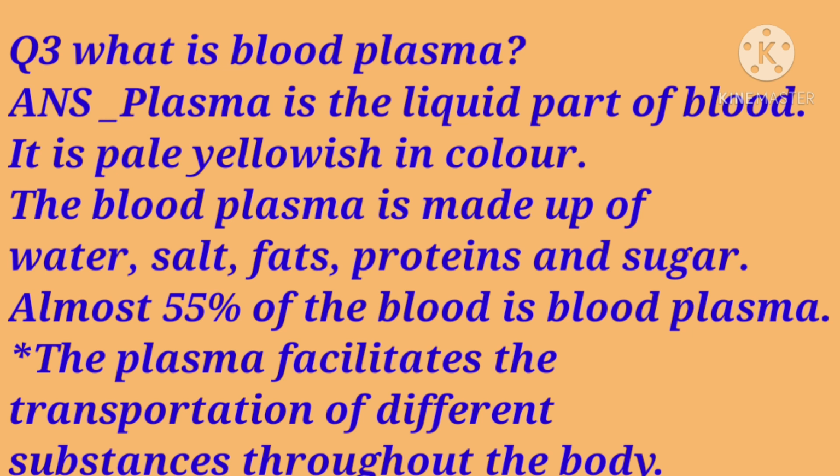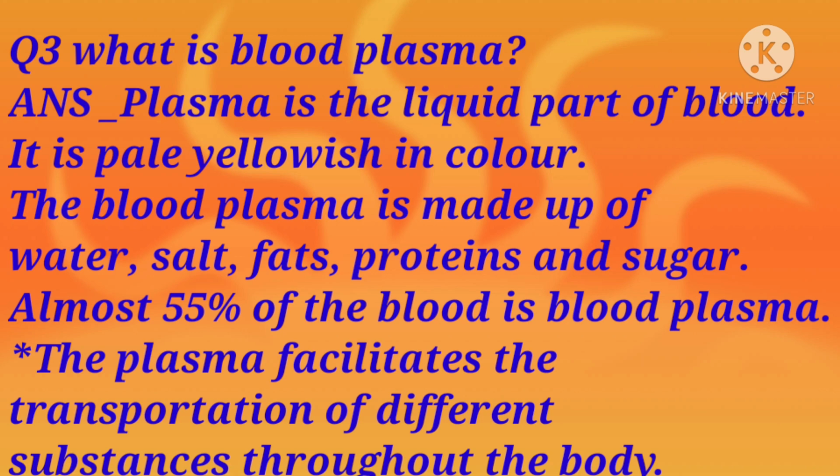Plasma is 55% of the blood volume, and in the rest 45% the blood cells are present. The plasma facilitates the transportation of the different substances throughout the body. That means it is the medium of transportation in the blood.